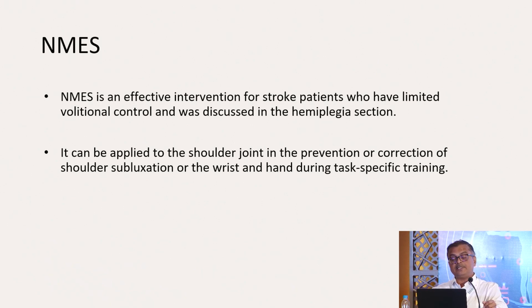Neuromuscular electrical stimulation is an effective intervention for a stroke patient who has limited voluntary control. It can be applied to the shoulder joint, because it's very common. You get a positive sulcus sign, shoulder subluxation, and you are utilizing a Bobath sling and everything. So NMES can be helpful in this regard.